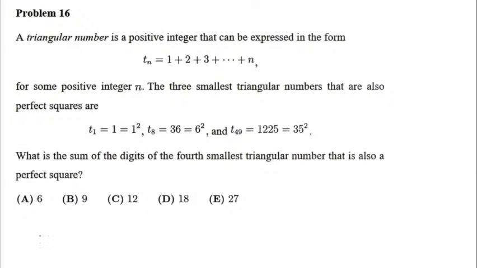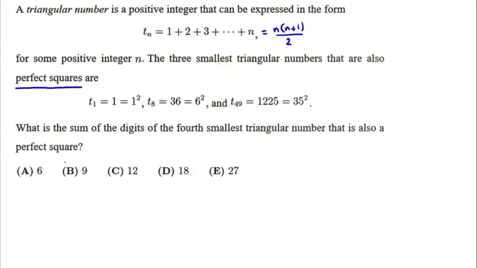AMC 12A 2022, problem number 16. A triangular number is a positive integer that can be expressed in the form Tn equal to 1 plus 2 plus 3 up to n. The formula here is n times n plus 1 over 2. By Gauss's idea, you can solve this. For some positive integer n, the 3 smallest triangular numbers that are also perfect squares are T1, 1, T8, 8 times 9 over 2, 36 is 6 squared, T49 is this. What is the sum of the digits of the 4th smallest triangular number that is also a perfect square?